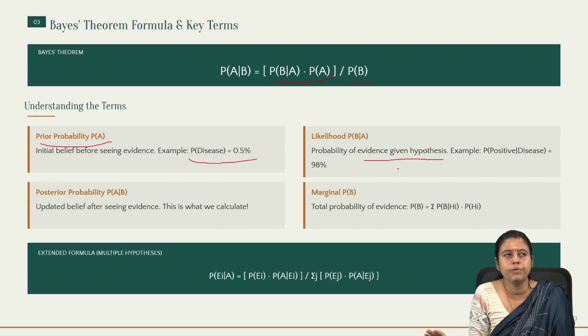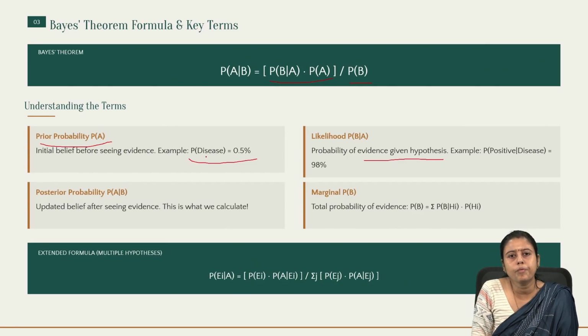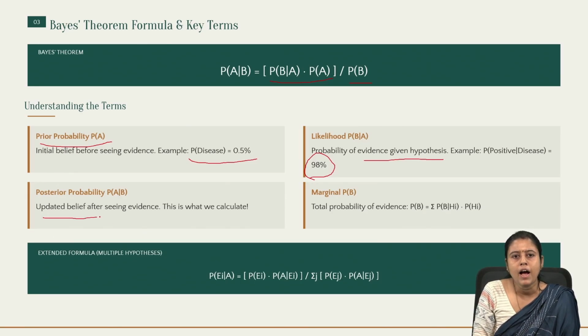Say I have COVID and I have tested positive. What is the probability? Getting the disease is 50%, and after testing, the probability is 0.98. This is called P(B|A). What is P(A|B)? It is the updated belief after seeing the evidence.